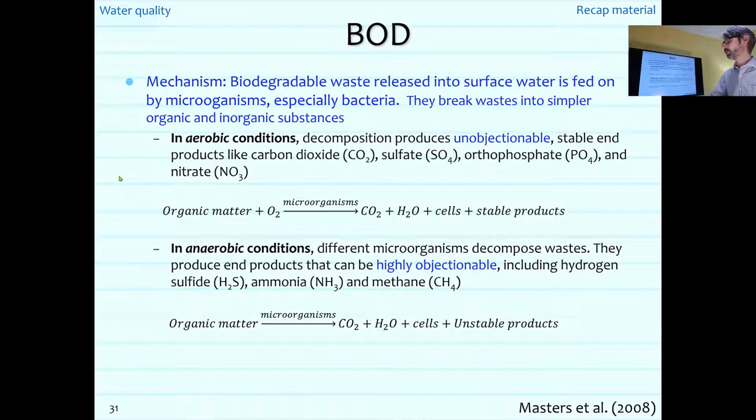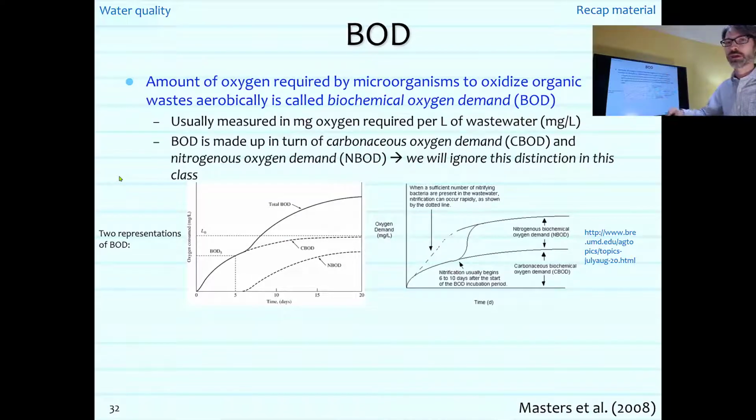However, in anaerobic conditions, we have a different set of microorganisms that decompose wastes. They produce end products that can be highly objectionable, including hydrogen sulfide, which can kill you, ammonia, and methane. And so then we have this measure. The amount of oxygen that's required by microorganisms to oxidize organic wastes aerobically is called, again, the biochemical oxygen demand. This is usually measured in milligrams of oxygen that are required per liter of wastewater, in other words, milligrams per liter.